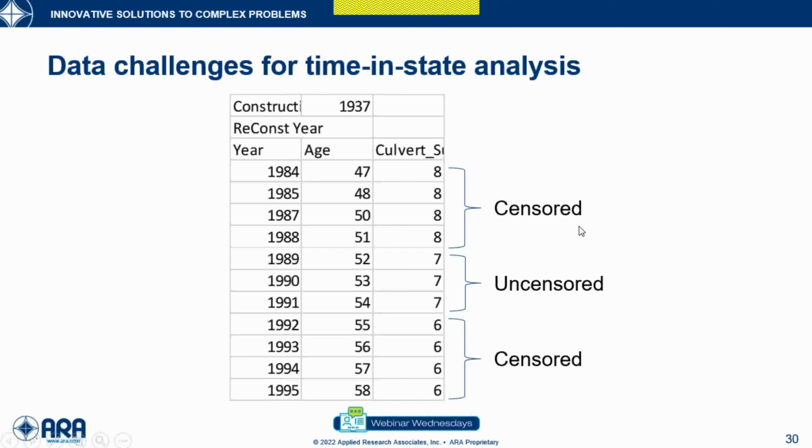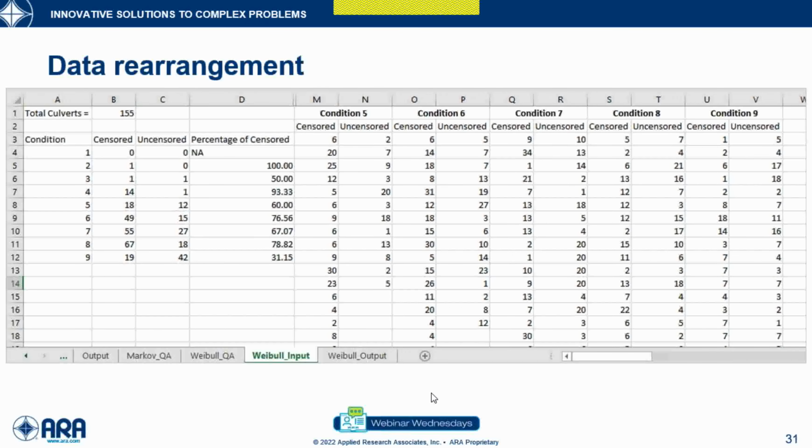In this case, there are two types of censored, right censored and left censored. In our case in here, we only can say that this culvert stayed at least for these years. Okay, and here, for example, for 4 years. So the only thing that we can conclude is that it was there at least for 4 years. Now, after extracting all of that, we rearranged.